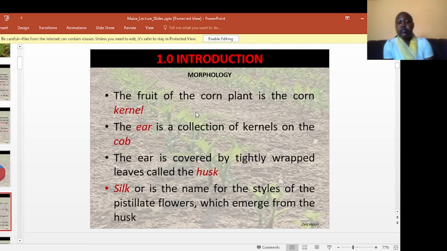We see the morphology. We say the fruit of the corn plant is the corn kernel. The ear is a collection of kernels on the cob. The ear is covered by tightly wrapped leaves called the husks. We see the silk, which is the name for the styles of the pistillate flowers, which emerge from the husk.